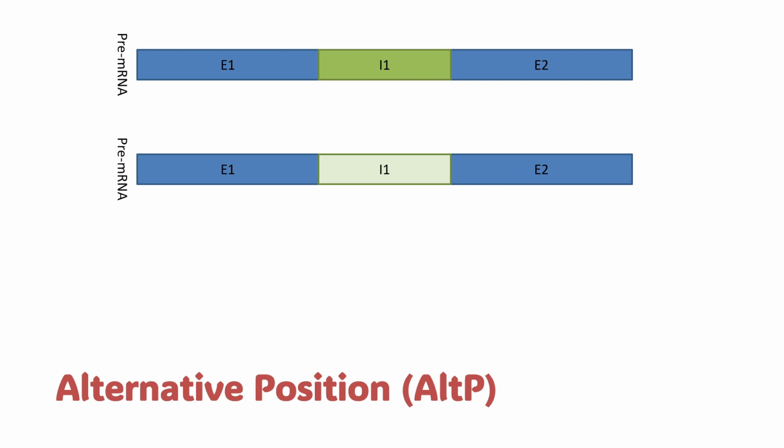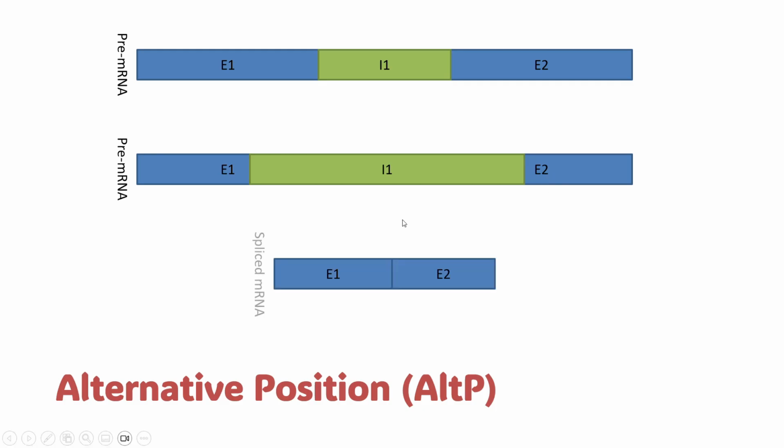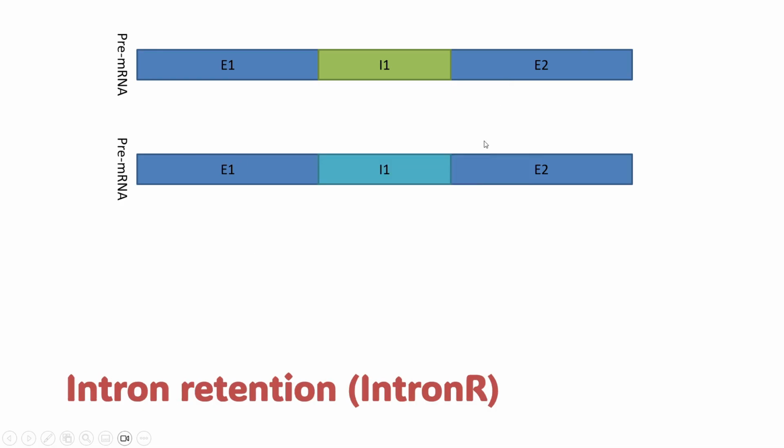Similarly, in the case of alternative position, some part of the exons is taken up by the intron, and some part of the exons is spliced with the intron, which leads to the formation of a smaller messenger RNA molecule as compared to the original mature messenger RNA exons.